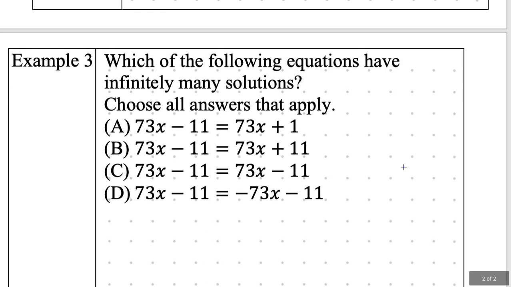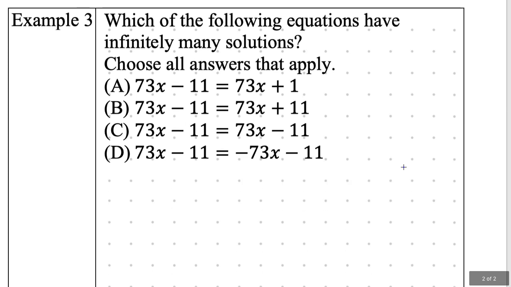All right, and then our final example, you guys, again, I'll give you a chance to do this one. I know that half of you have already finished this. Go ahead and do example 3 now.